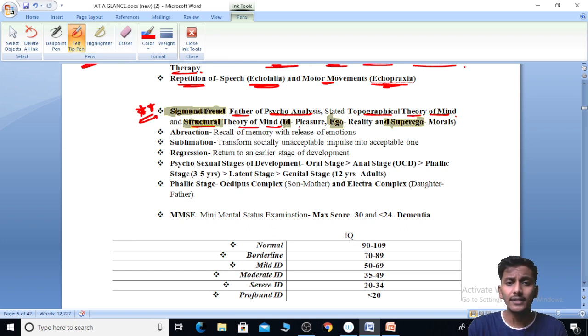So what is the id? We usually have these three types of minds, right? First is our id. The id only wants you to enjoy pleasure. Just have fun all day, don't study, just roam around, enjoy. That is your id, which is speaking to you.